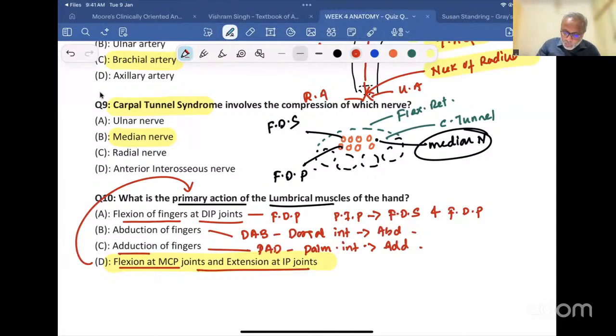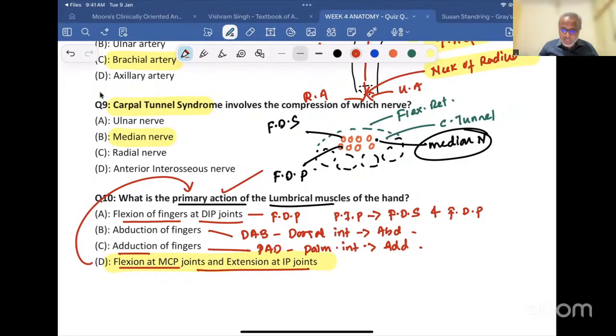Remember, so what is the concept that is getting tested here? The nerves of the hand as well as the muscles of the hand. So you must know thoroughly all 20 intrinsic muscles of the hand. Don't worry too much about individual attachments. Learn attachments as a group and then remember their innervation as well as remember their actions.